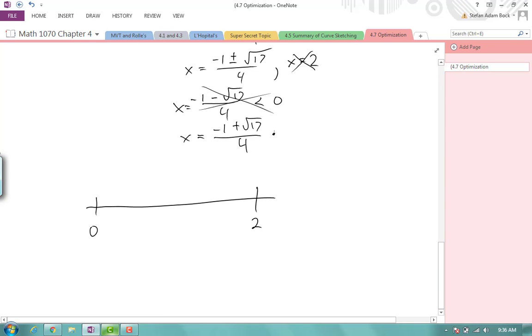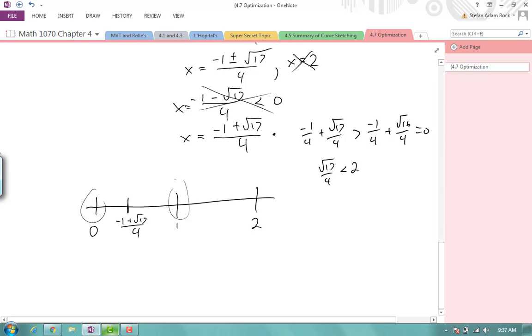But this critical number is definitely between 0 and 2, but in particular it's between 0 and 1, because negative 1 over 4 plus root 17 over 4 is bigger than negative 1 over 4 plus root 16 over 4, which is equal to 0, but root 17 over 4 is also strictly less than 2. So it's somewhere in here. So I can use 0 and 1 for my first derivative test.